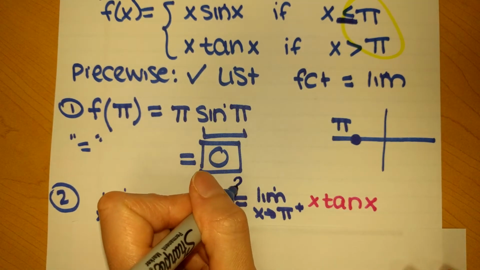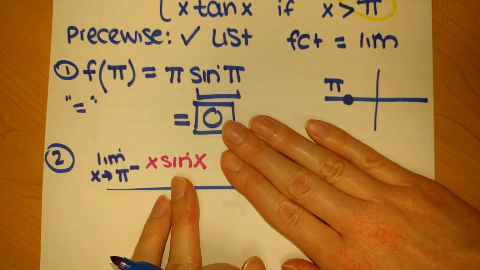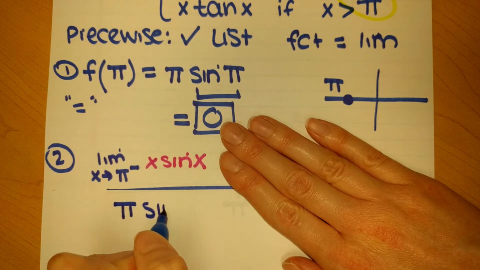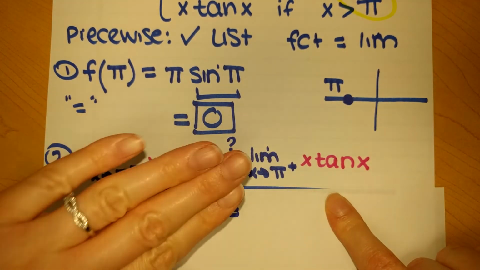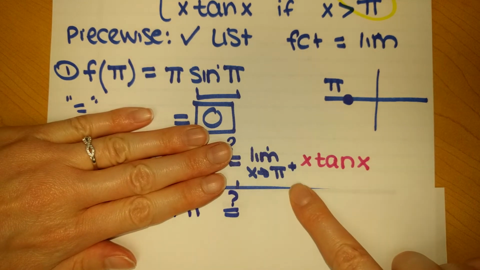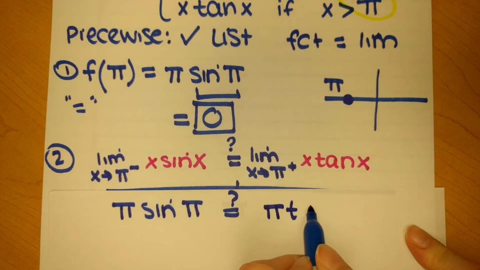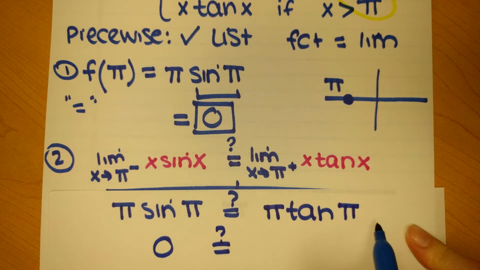Now, if you forget about the little line and everything, and you just say, how do I find out these limits? Again, we're trying to figure out if this is a true statement. To find this first limit, we would plug in our pi, so we'd have pi sine pi. And again, the question is, does that equal the limit on the right? If I were to find the limit on the right, I would plug pi into the function. Now, sine of pi we've talked about is equal to 0. The question is tangent of pi.